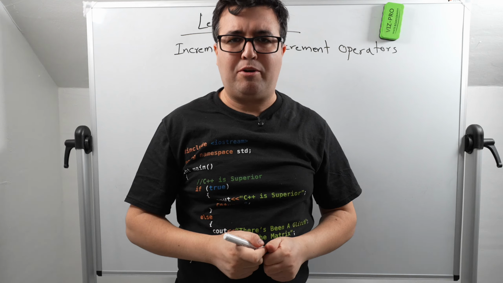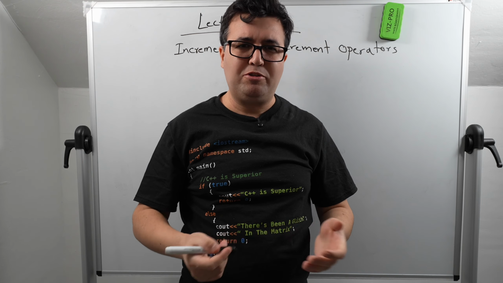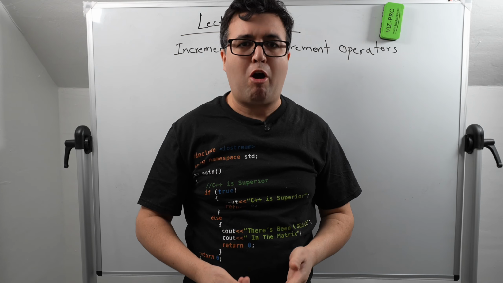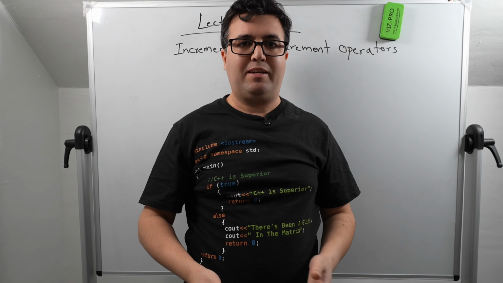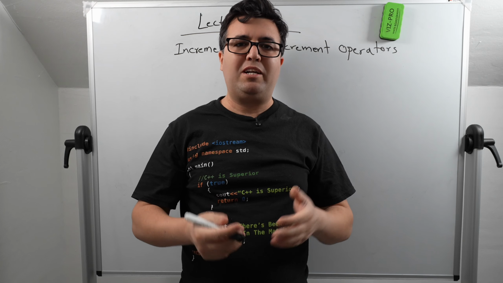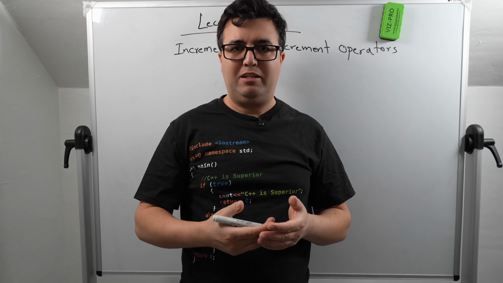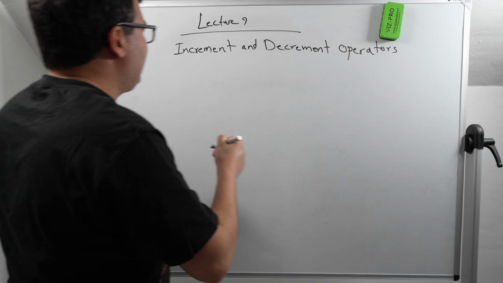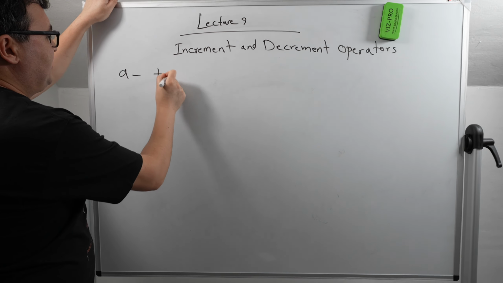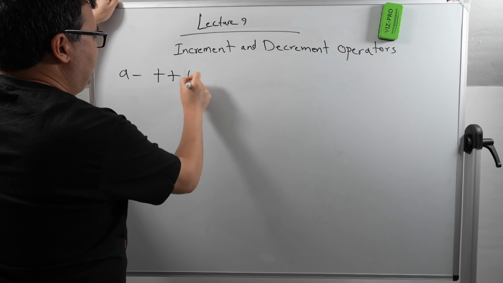The increment and decrement operators in C++ are used to increase or decrease the variable or operand value by 1. It is a unary operator, which means this operator only needs one operand or a variable. So we have plus plus, which is called the increment operator.